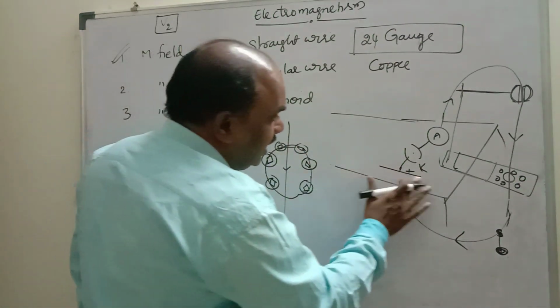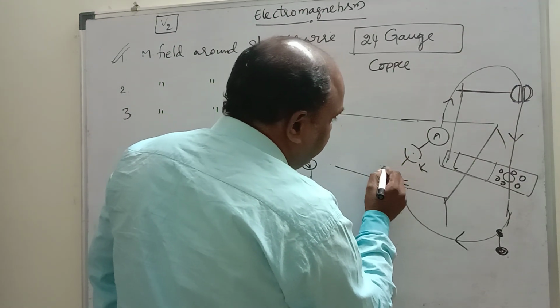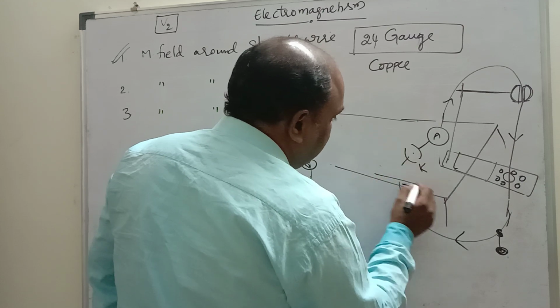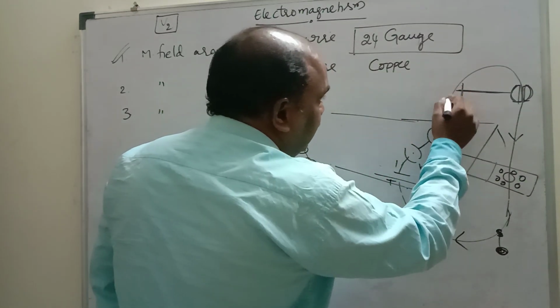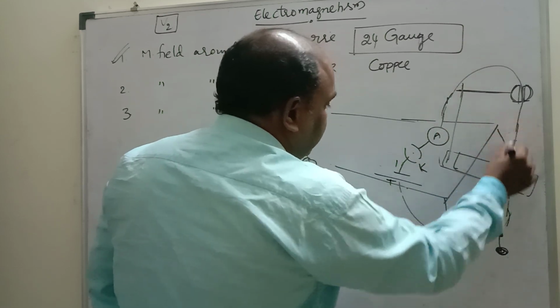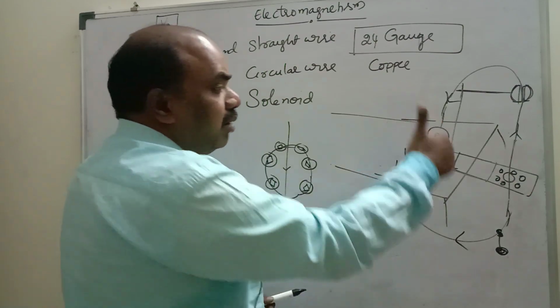If you reverse these terminals, what will happen? This is the negative terminal, this is the positive terminal; now this is the positive terminal, this is the negative terminal. If you reverse the terminals, current goes in the opposite direction of the first one. Current goes like this and leaves like this. Current is going in the upward direction.